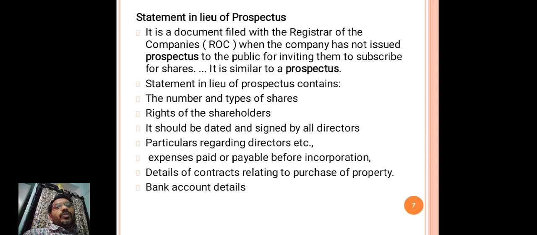Statement in lieu of prospectus contains the number and types of shares, and the rights of the shareholders.